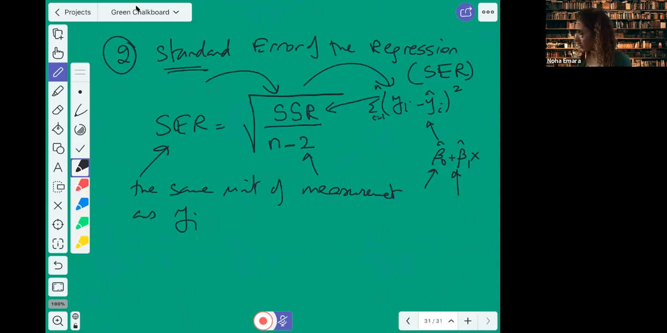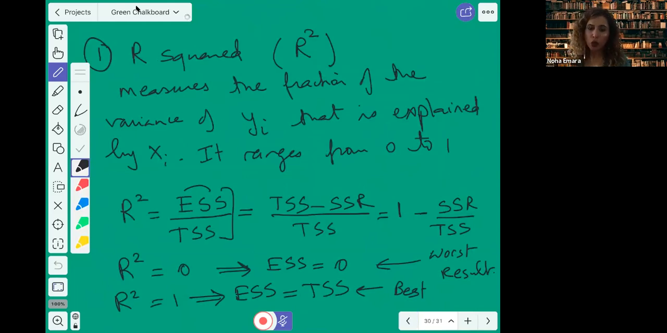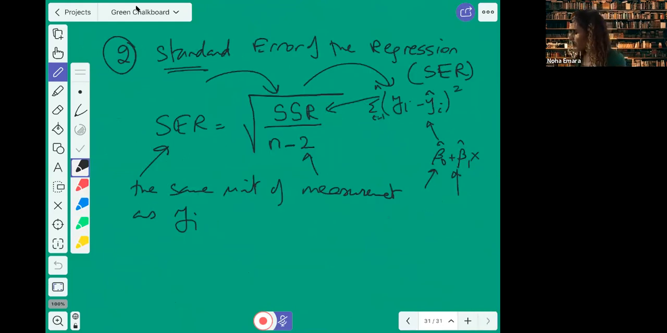And this is different from the R squared. The R squared is actually a fraction, but you can make it a percentage. When you see it reported in Stata, it's always a fraction, but when you analyze it, we tend to analyze it in percentages, okay? So this one, again, follows the unit of measurement of the dependent variable, okay?